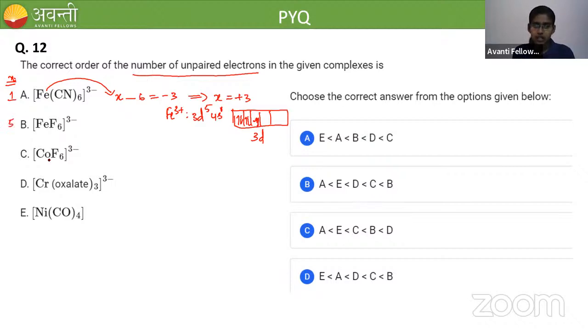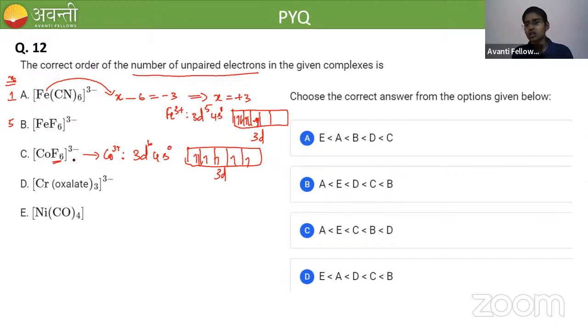Then coming to cobalt, cobalt is also in +3 oxidation state, but the configuration for cobalt 3 plus is 3d6 and 4s0, because the neutral cobalt configuration is 3d7 4s2, right? By removing the 3 electrons, we get this configuration. Cobalt has 6 d electrons, and fluoride is a weak field ligand, so the electrons are not going to get paired up. So there are 4 unpaired electrons for the complex.